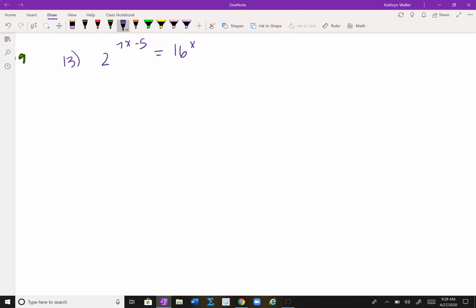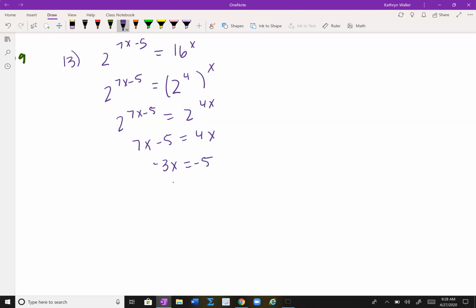Okay, so again, you always change the big number. So see that 16? 2 to the something gives me 16. So I know that I can make those the same. So leave the 2 a 2, change the 16 to 2 to the something, and that is actually 2 to the 4th. So then 2 to the 7x minus 5 is 2 to the 4x. Those exponents must be the same because the bases are the same. Move my 7x over to the right, and I get negative 3x equals negative 5. Divide, x equals positive 5/3.